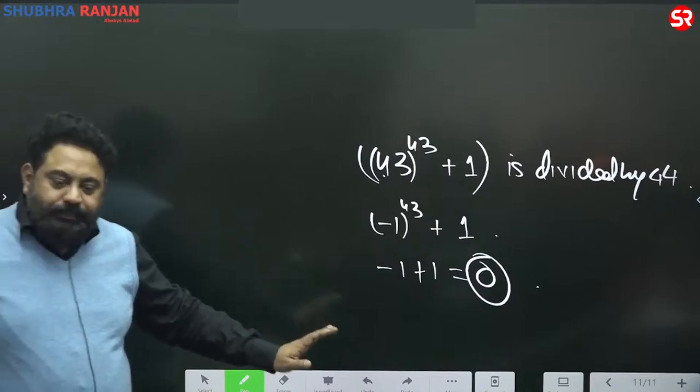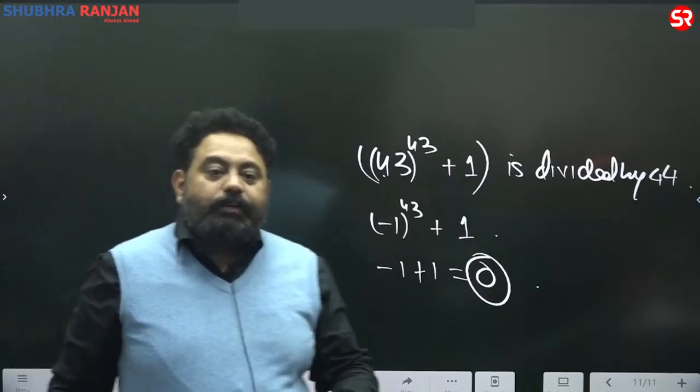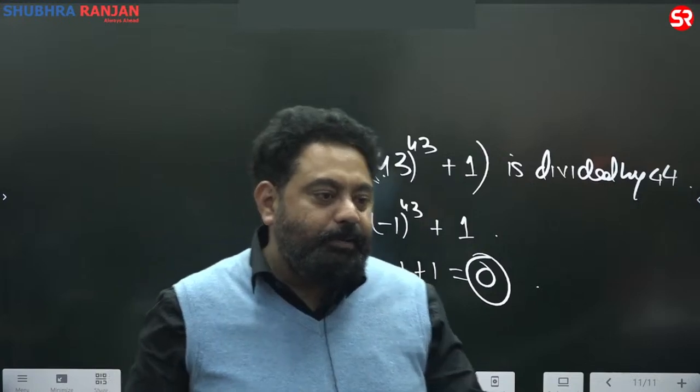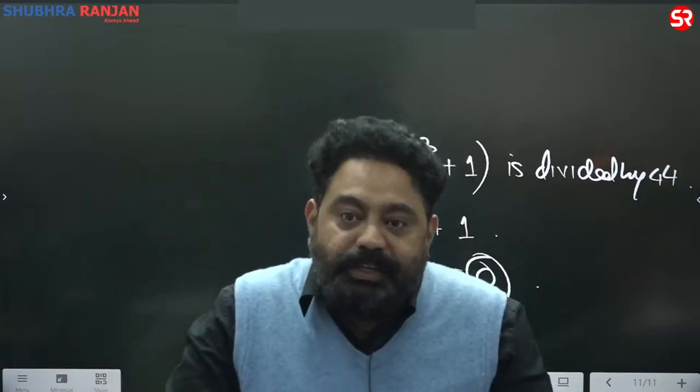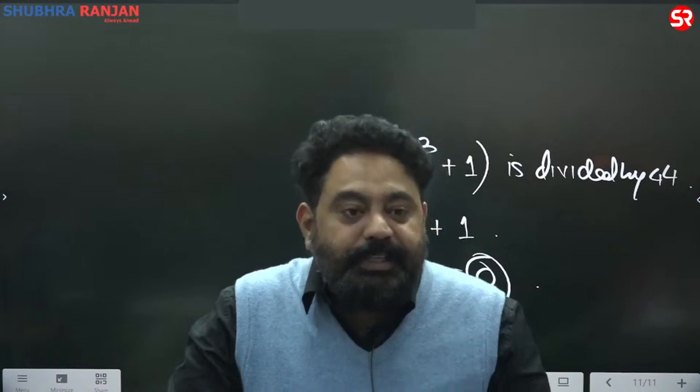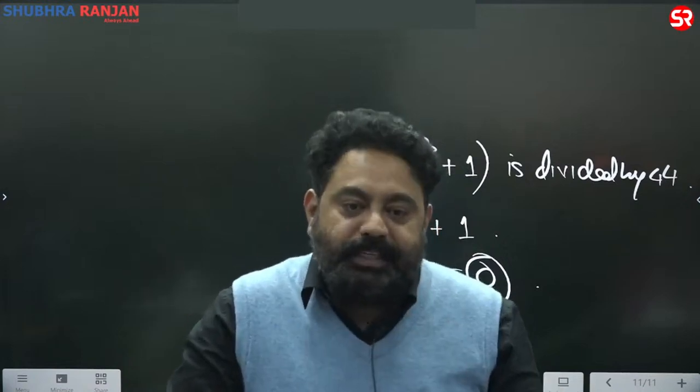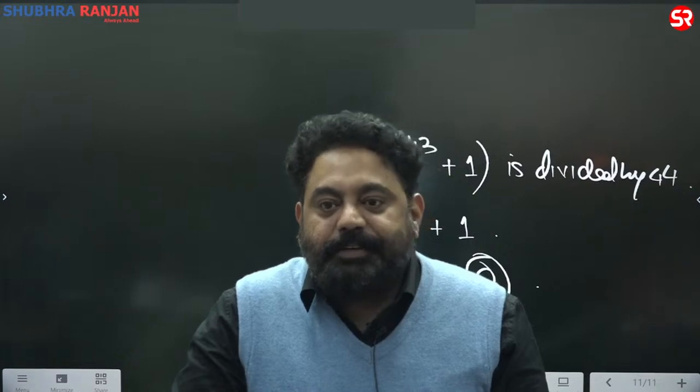All good? Now see, the first funda was making 1. The second funda is minus 1 as remainder. Now the third funda is for when we are not able to make 1. Kindly write it: when and if we are not able to make 1.